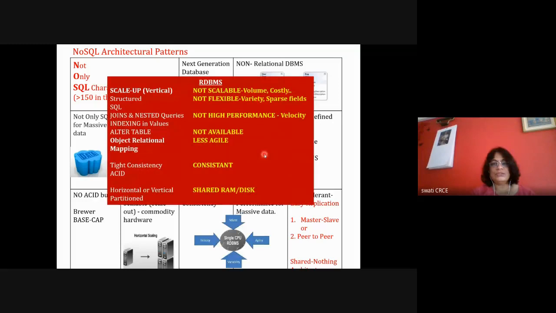Okay, so with respect to this variability, it is not flexible. And with respect to velocity, if you remember this diagram, it's very easy for you to explain. Nowadays for a website like Amazon, so many transactions are happening at the same time, and the speed with which the data arrives is very high. So read and write should be performed with high performance.